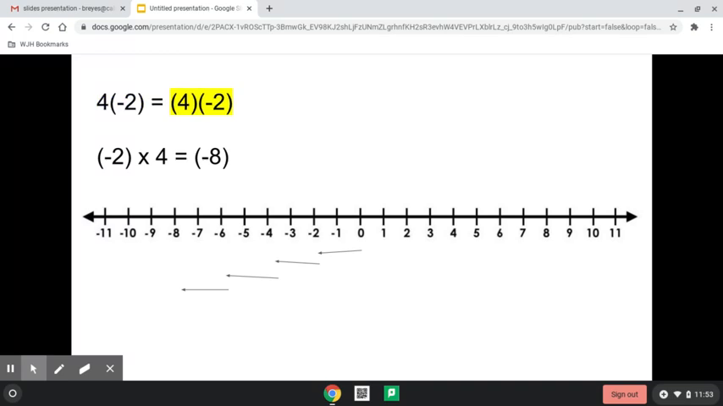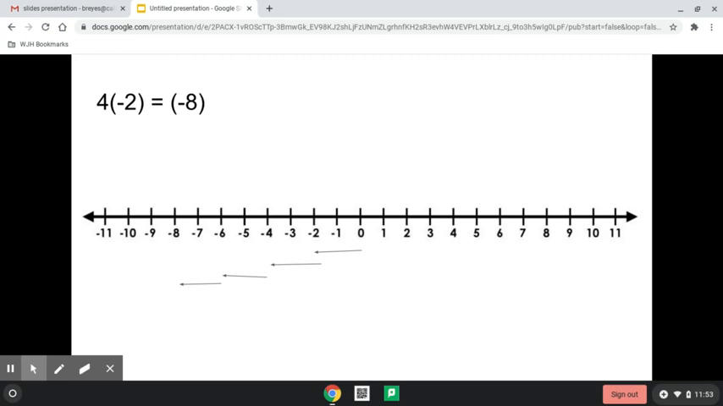The same is true of this. Putting both numbers in parentheses, putting them right next to each other like that, that is also multiplication. You can also change the order. The positive one doesn't have to be first. Okay. So we know that 4 times negative 2 equals negative 8.